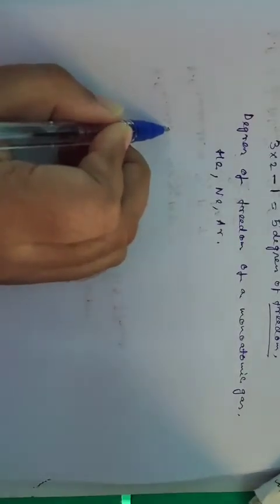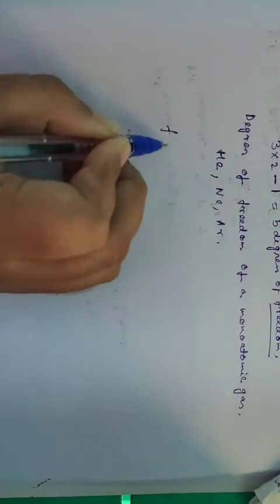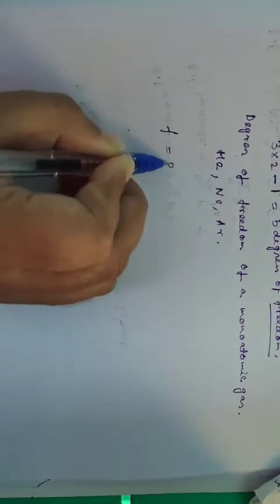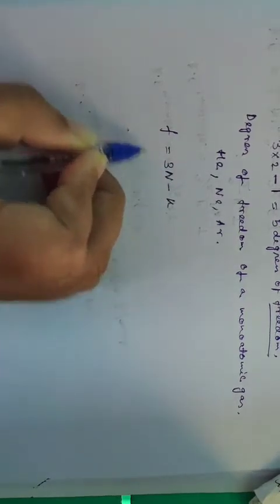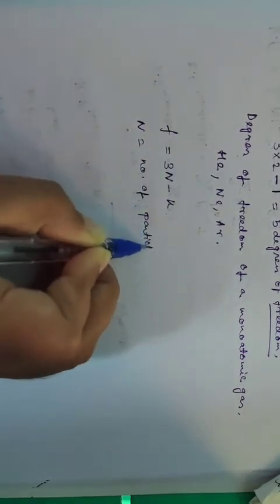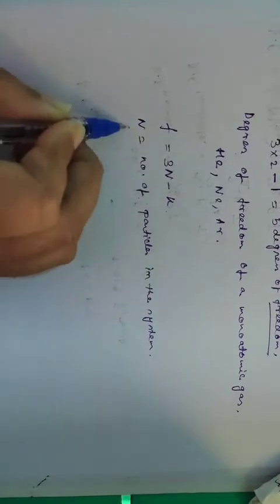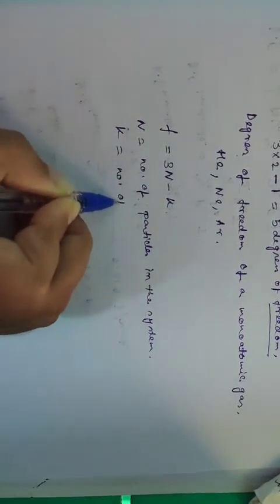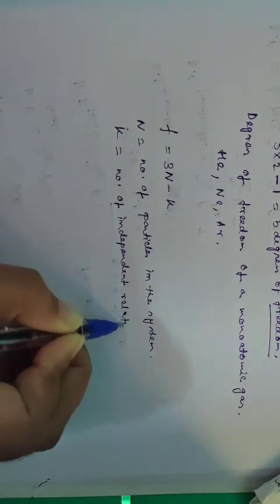Degrees of freedom can be determined by the relation: if f is the number of degrees of freedom, it can be found out as f equal to 3n minus k, where n is the number of particles in the system and k is the number of independent relations between the particles.